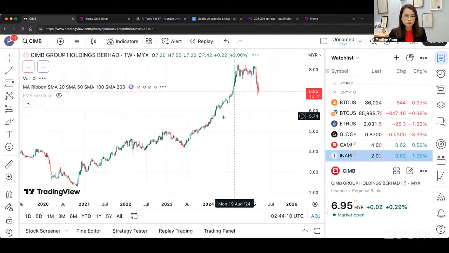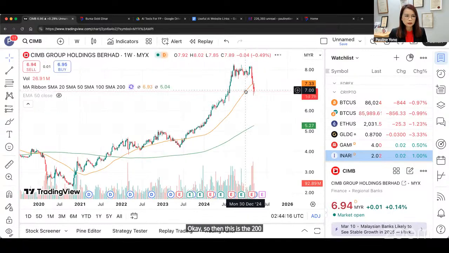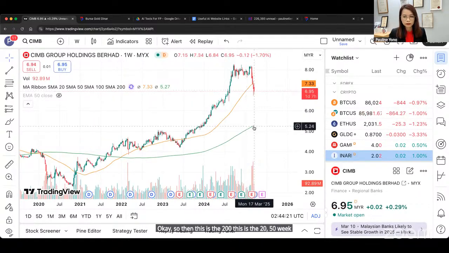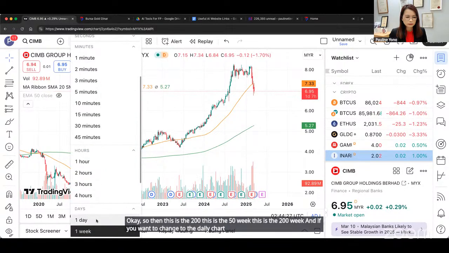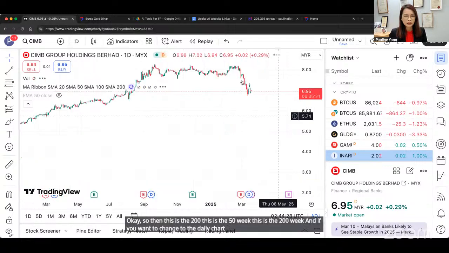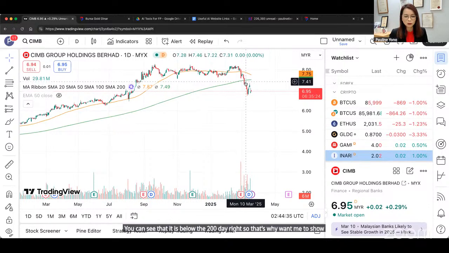Okay, so this is the 200, this is the 50 week, this is the 200 week. Okay, and if you want to change to the daily chart, you can see that it is below the 200-day, right? So that's why Peting wanted me to show the CIMB below the 200-day.